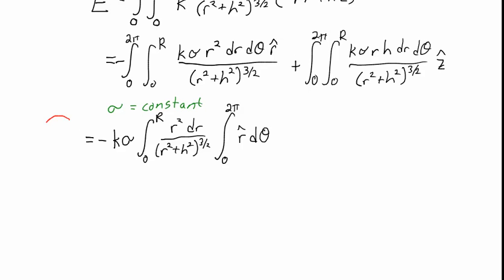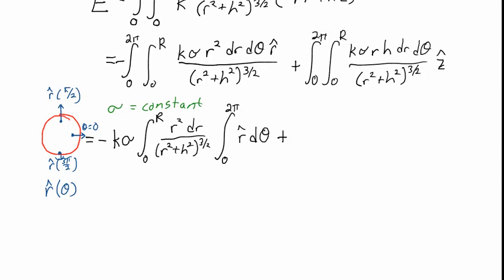If you imagine that you're on the disk like this, then if theta is equal to 0, r hat points in this direction. But when theta is equal to 2 pi over 2, r hat points in this direction. Down here at 3 pi over 2, r hat points in this direction. So r hat is a function of theta, and so we can't pull it out of the theta integral.